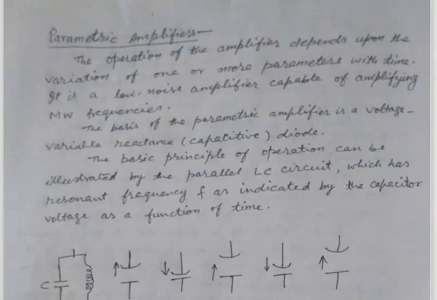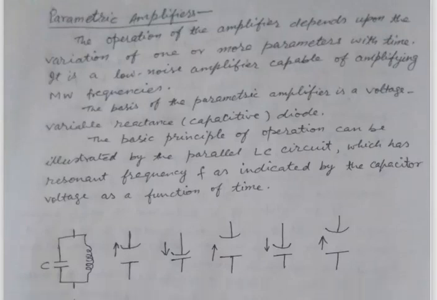Namaskar. For today's lecture in the paper of Microwave Electronics for the MSc classes, we will discuss the parametric amplifiers or the Varactor Diode. The parametric amplifier word signifies that the operation of the amplifier depends upon the variation of one or more parameters with time. It is a low noise amplifier capable of amplifying microwave frequencies.